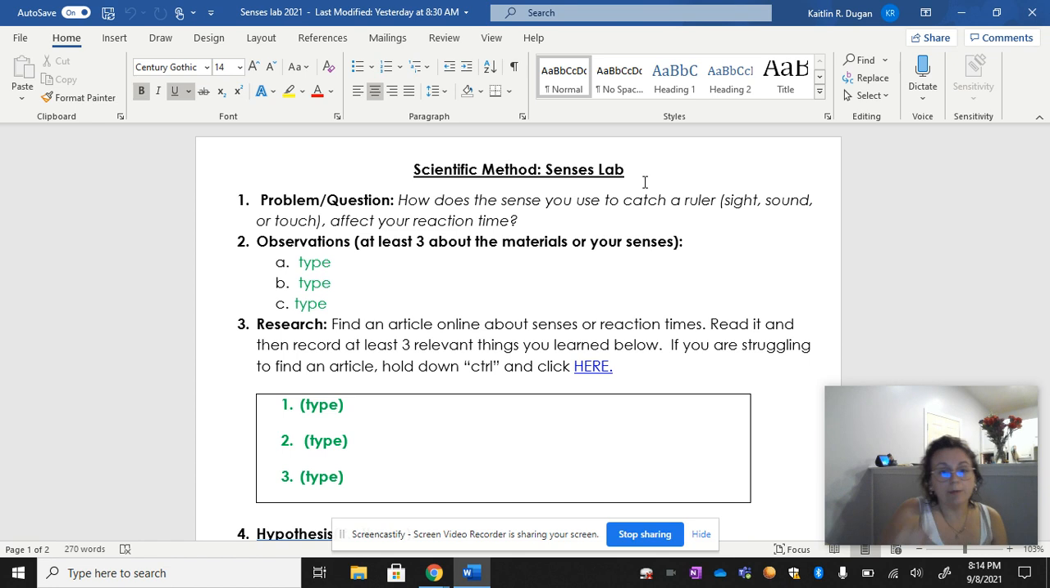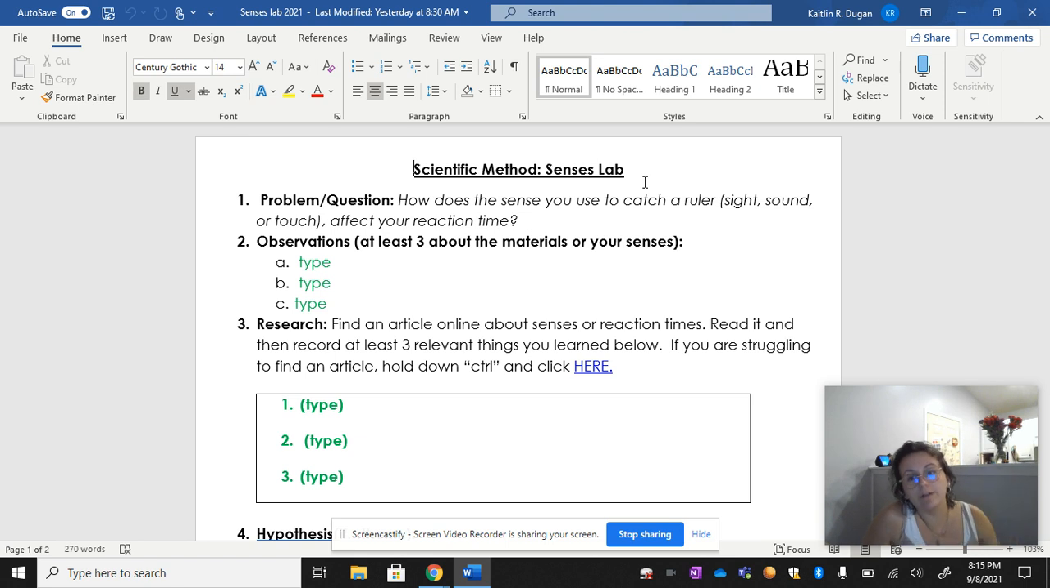Now, number 2, you have to do your observations. You need to make three complete sentences about the observations. You will be given a ruler. This is metal. You will not have a metal ruler. I don't trust y'all. A ruler and your person. So what do you notice about your materials, and what do you notice about your senses? What do you know about your senses? What do you notice? Okay, you can work with your partner on this. You will be put into partners.